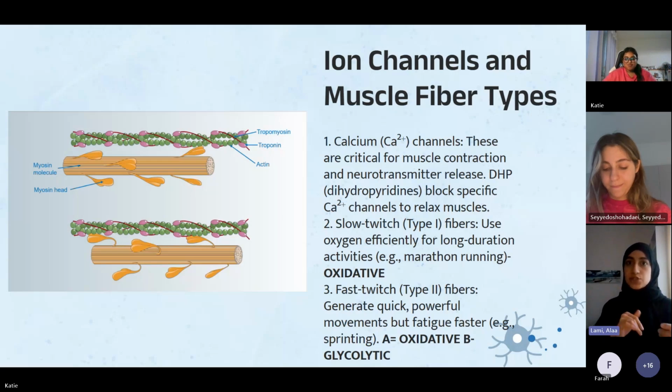Now, in fast twitch, there are, again, two types: type 2A and type 2B. So right now we said there's type 1 and type 2, and then in type 2, there's A and B. Now, A is oxidative and B is glycolytic. Katie, you can move.